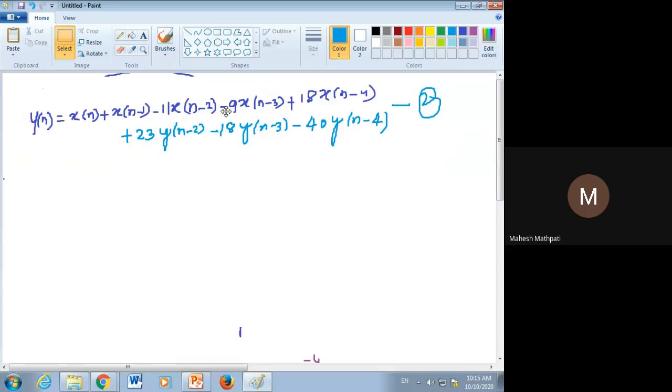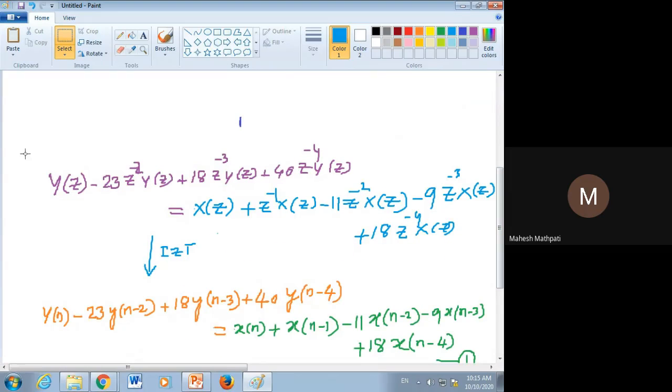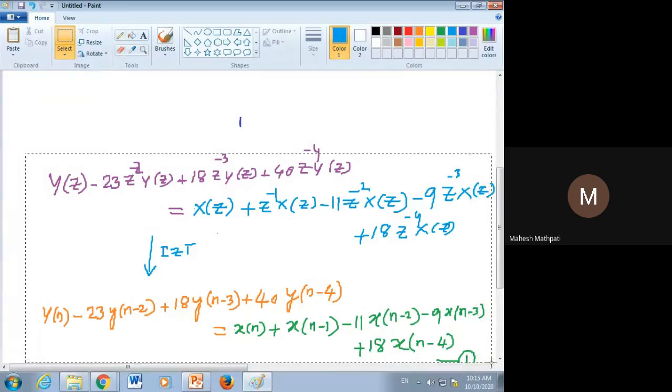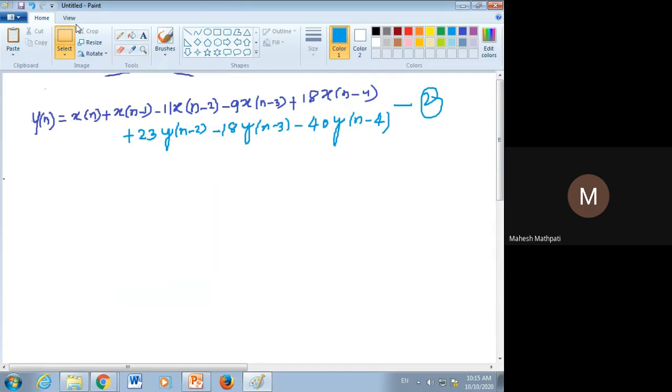We have to realize this equation. Okay. Hope everyone is doing that part. If anybody has a doubt, please ask me questions. So first we will draw it for direct form 1 and then we will go for direct form 2. Direct form 1.